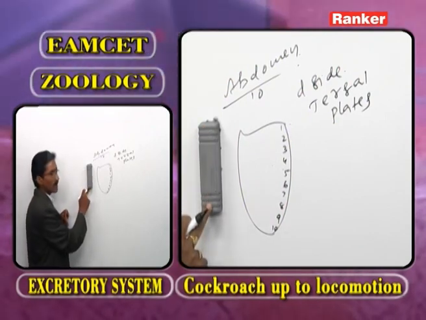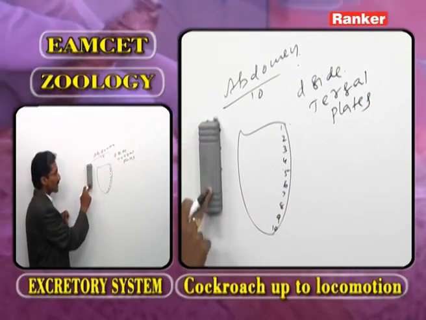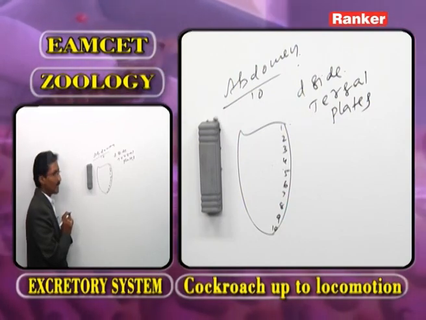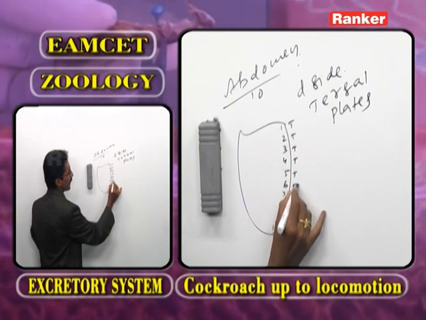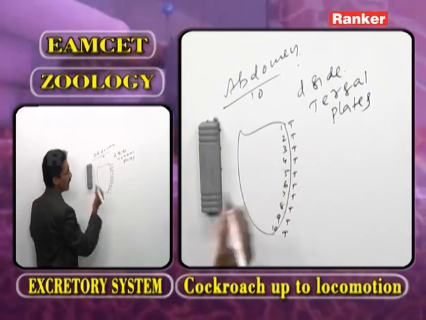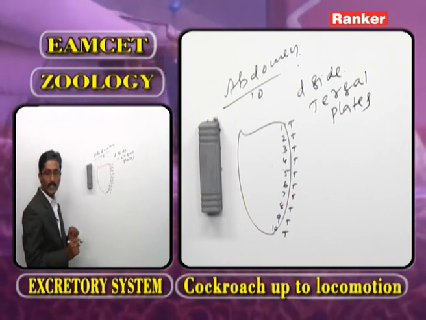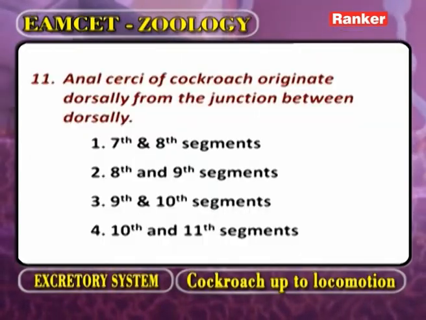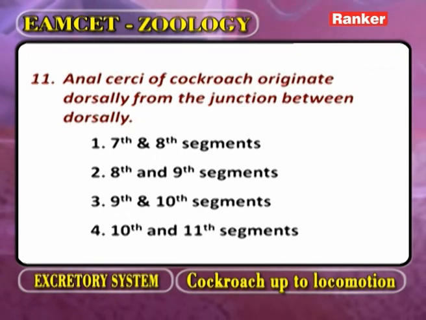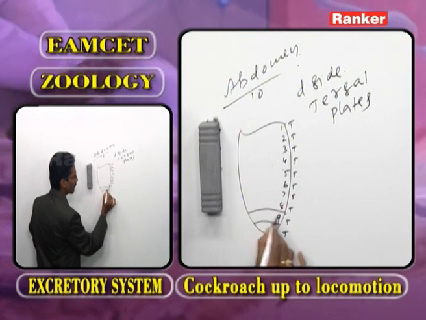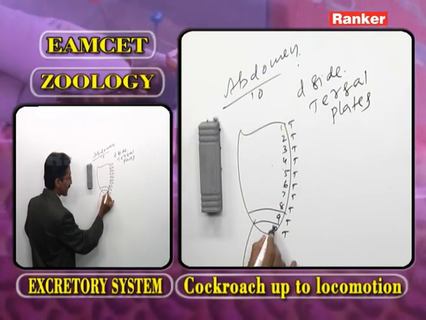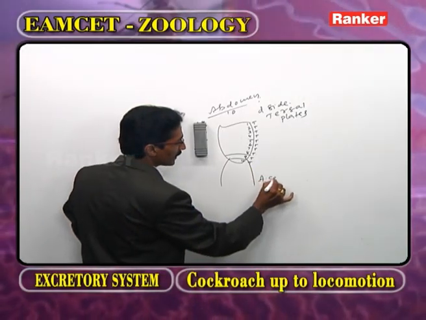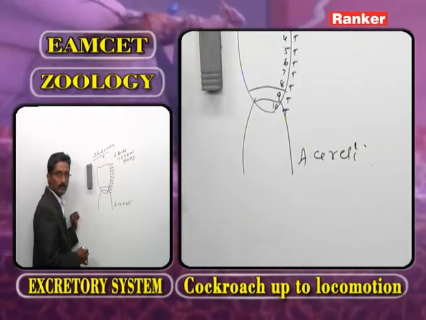Now, this is the dorsal side of the abdomen. Dorsally, how many tergal plates are present? 10. T means tergal plates. Where are tergal plates present? On the dorsal side. Now the question is, anal cerci arise between which segments? The anal cerci arise between the 9th tergal plate and the 10th tergal plate. These are called anal cerci.